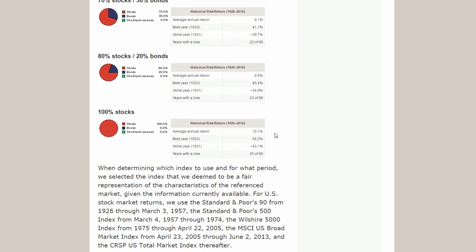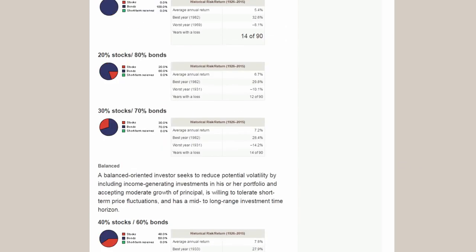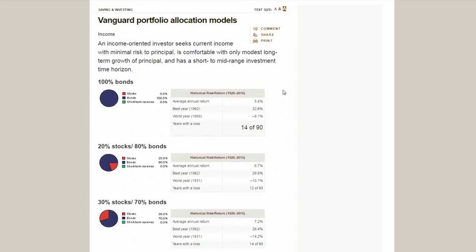So if we scroll back up here, a good way to start with this is to say, where am I in terms of my goal? How far away am I? What's my risk tolerance? What's my need? Do I need income or do I need growth? And then find out what big bucket you're in. If I need income because I'm in retirement or very close to it, well, this is maybe what I'm looking at. Maybe I like that 30-70.